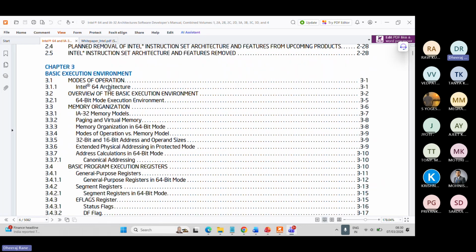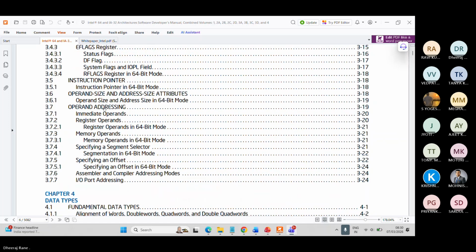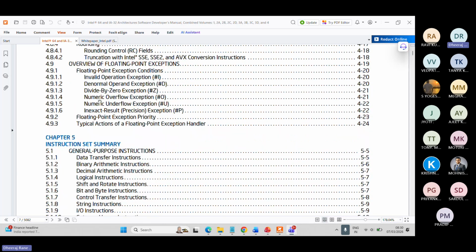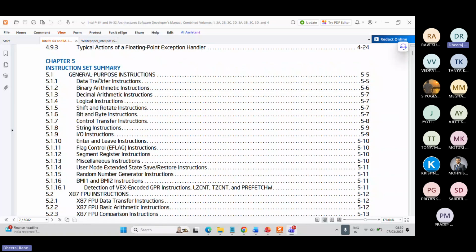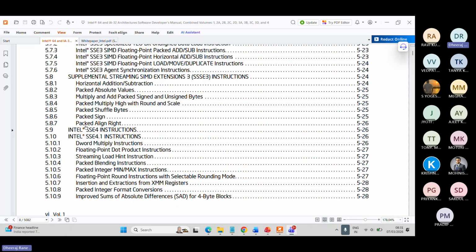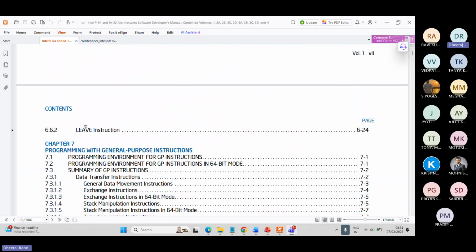What do we mean by 32-bit? What do we mean by 64-bit? Then operand addressing, how instruction pointers are taken, how the data types are utilized, and the instruction set summary. This section talks about the various binary arithmetic instructions, shift and rotate instructions. Those who would really like to deep dive into it, I'll share this manual and you can go through it.